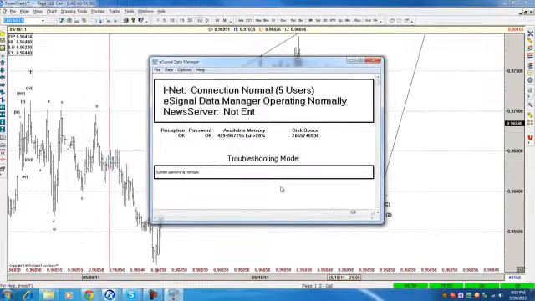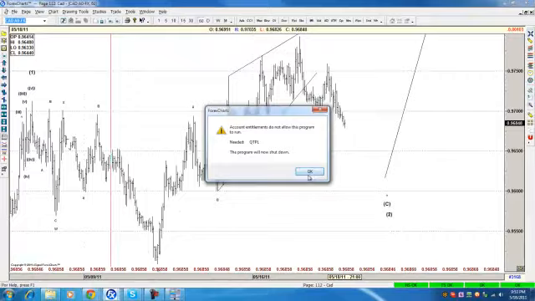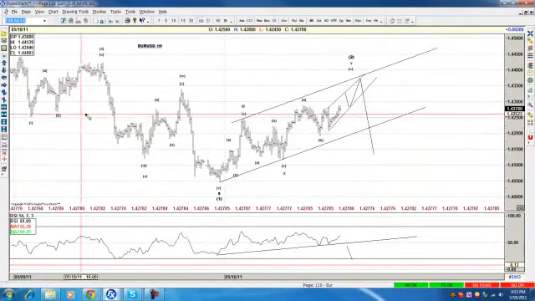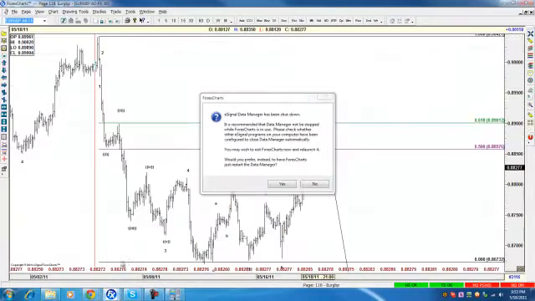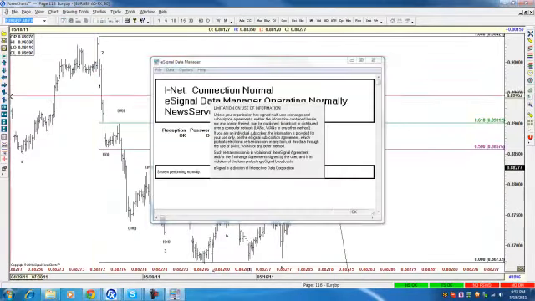Now let's move on. This is the euro pound.